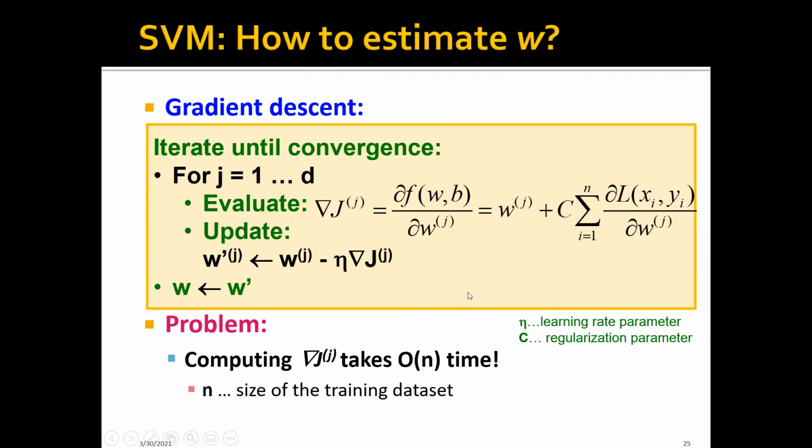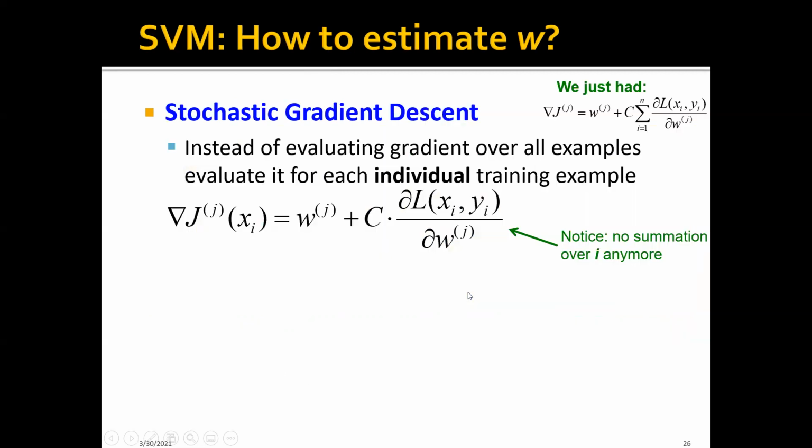To address this problem, we can use stochastic gradient descent. In stochastic gradient descent, instead of evaluating the gradient over all the examples, we evaluate it for each individual training example. This way, you don't need to wait until you finish going over all the data points before you can update W even once. You can update W even after looking at only one data point.